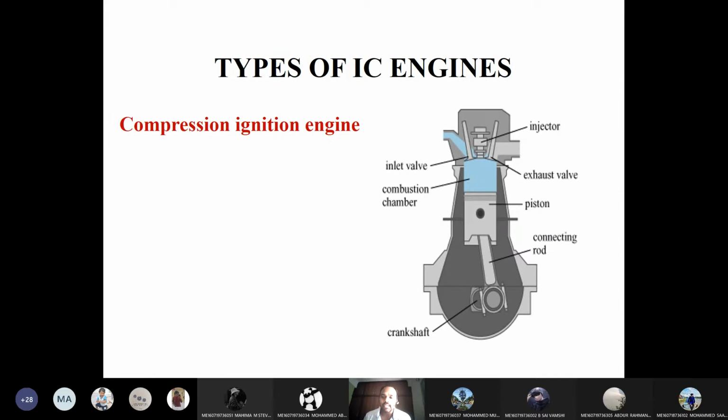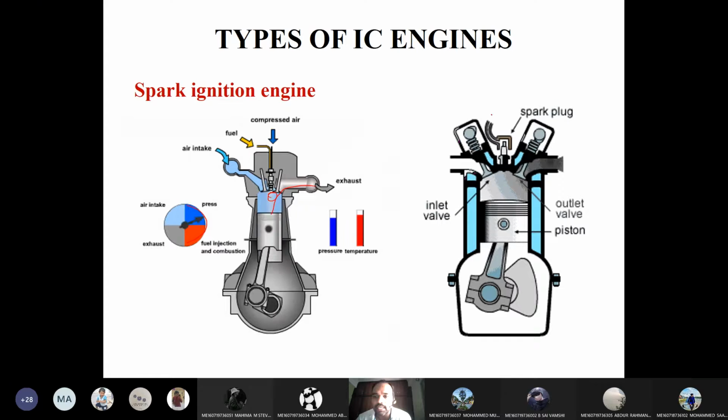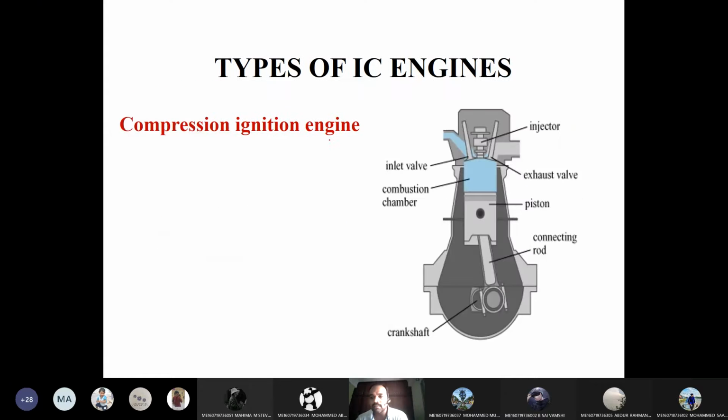So in the CI engine, the difference is that earlier we had a spark plug in the petrol engine. Here the spark plug is replaced by a fuel injector. Remaining everything will be the same. All parts are the same, the valves will be the same. One more thing, here only air will be admitted, and diesel fuel is injected at the end of the compression stroke.